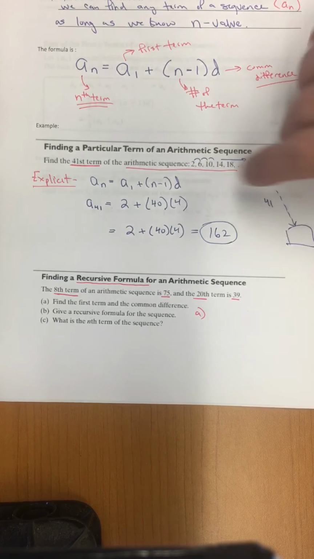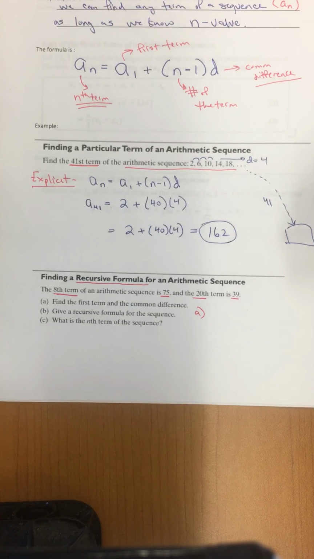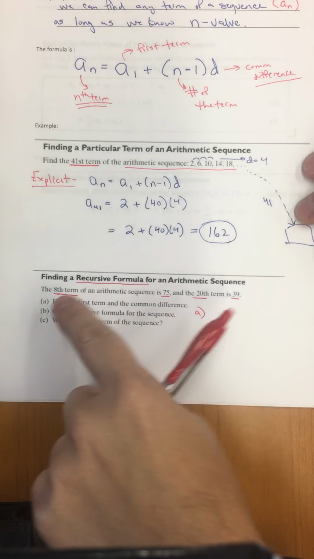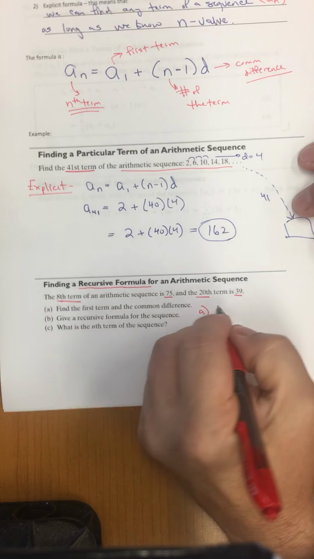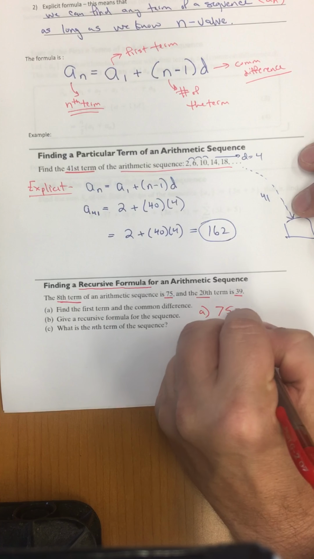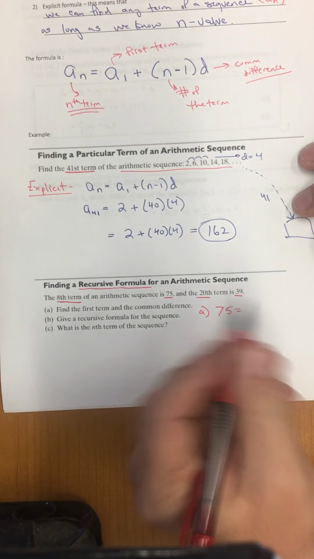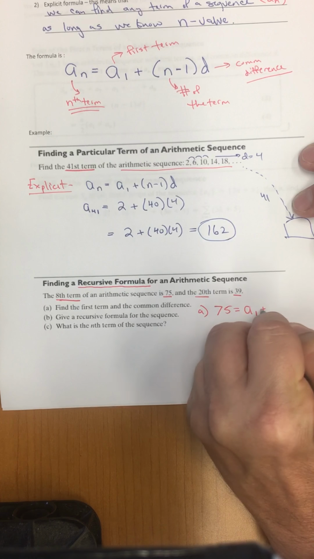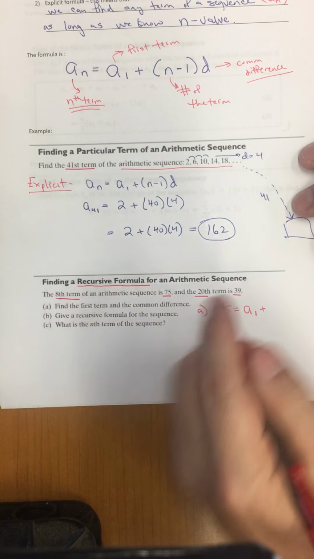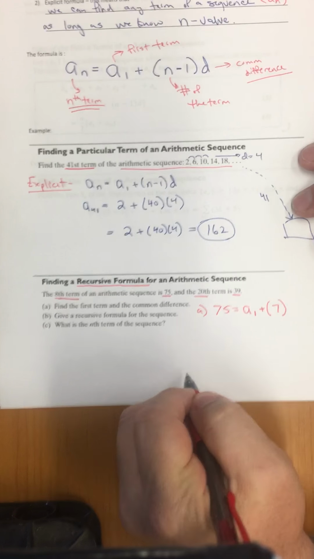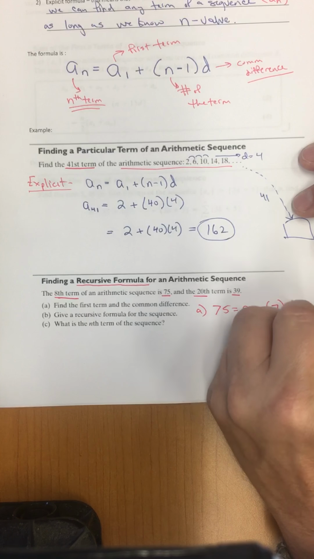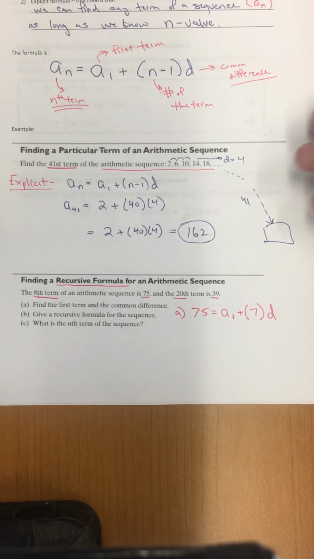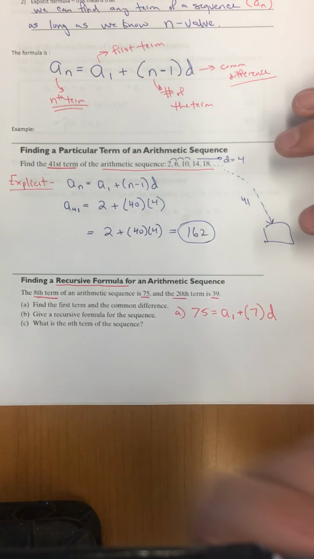Now to do this, we're actually going to do a trick that we did up here, but we're actually going to do it twice. So I know what the 8th term is. I know the 8th term is 75, so I can say 75 is... I don't know what the first term is. I'm going to leave that as my unknown. I do know this is the 8th term, so 8 minus 1 becomes 7. The problem is I don't know what the common difference is either. I have two unknowns.